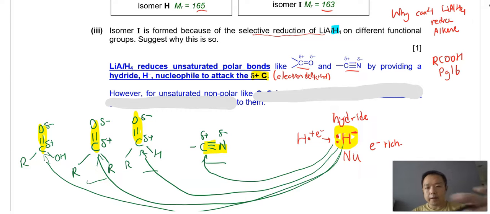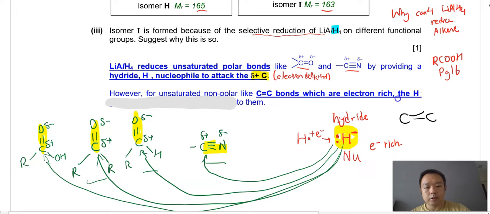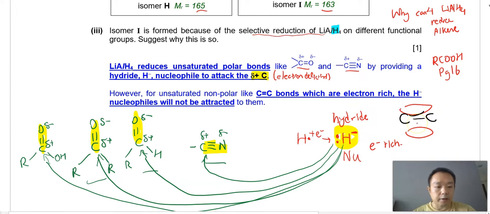But compare that with your alkenes. Alkenes, on the other hand, is just a C=C double bond. There is no delta plus or delta minus on the C=C double bond, and therefore it cannot attract your hydride to come and attack. So the H minus nucleophile will not be attracted to them. In addition, we also know that the C=C double bond, because of the pi electron clouds, is electron rich. So your alkenes are functioning as your nucleophile. A nucleophile cannot react with a nucleophile.